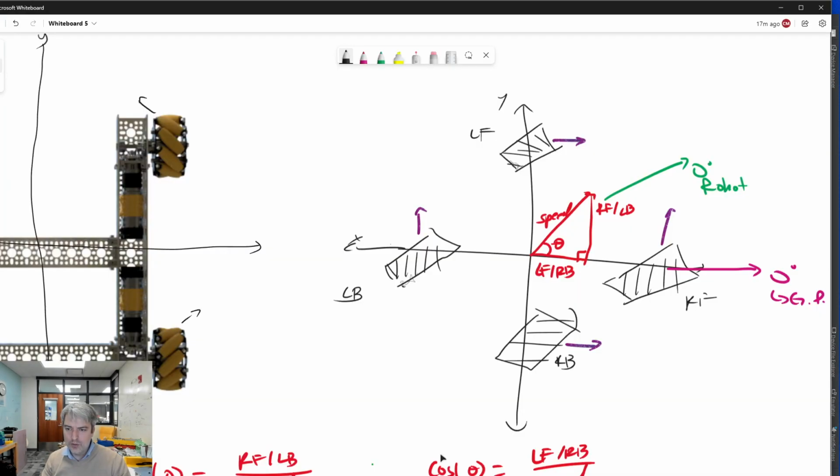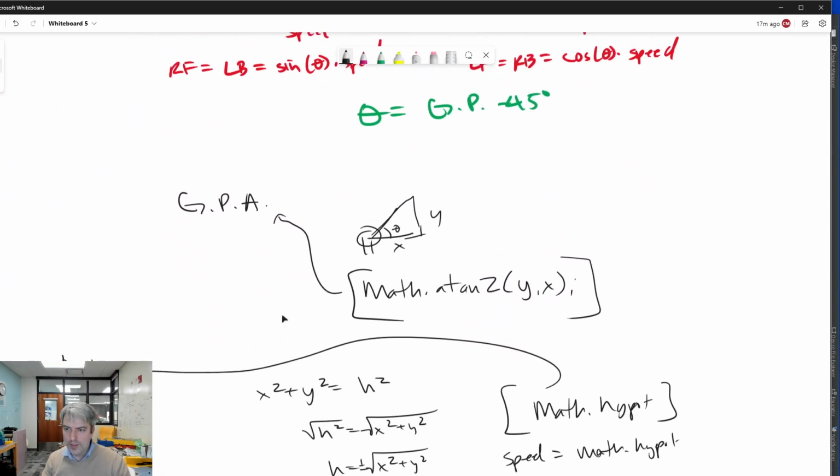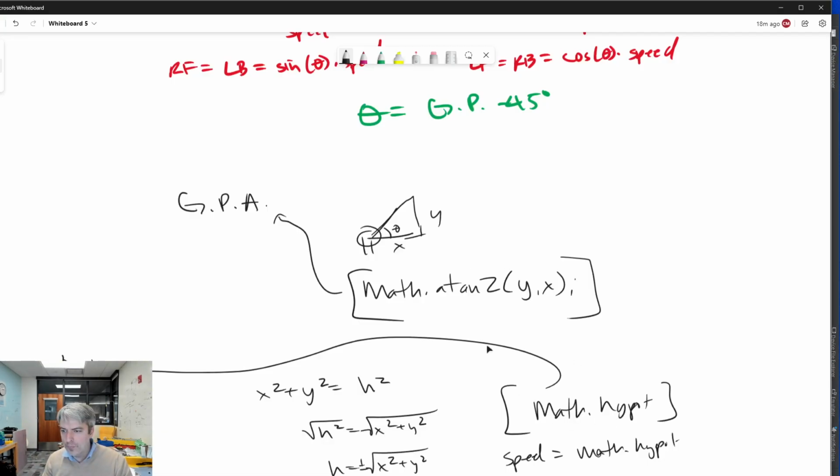All right, what do I need to do to begin with? I need to calculate my heading first. So we're going to deal with this. In order to get my heading, double heading is going to be equal to, I'm going to use the sticks to figure out what heading I'm pointing at. And again, we talked in the previous video about using atan2.